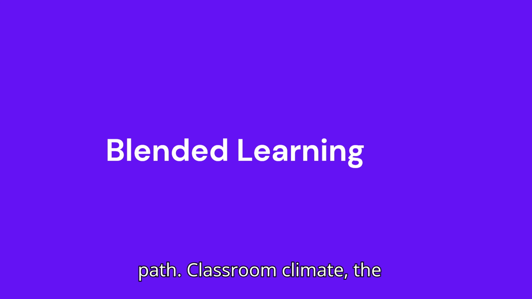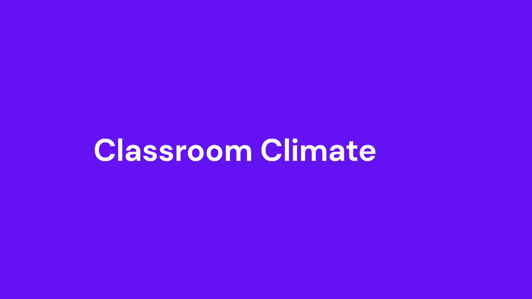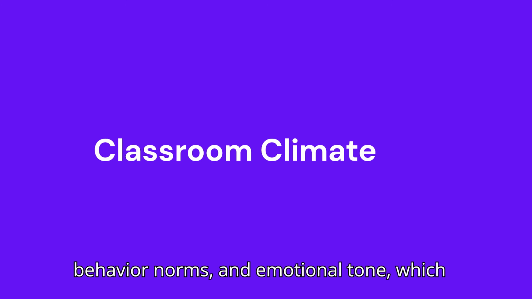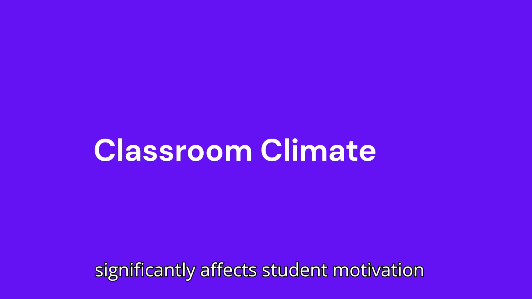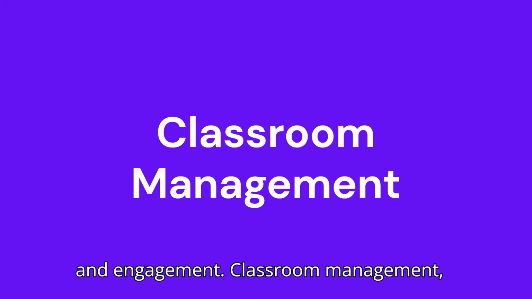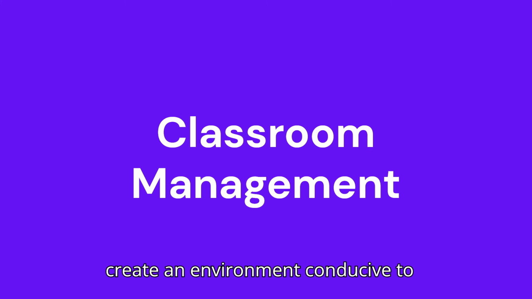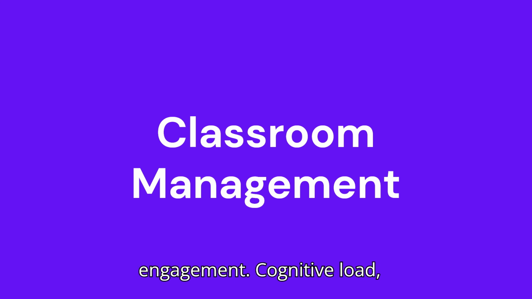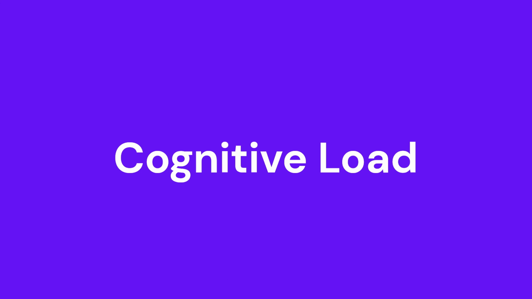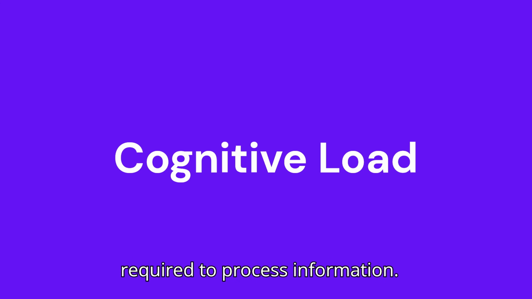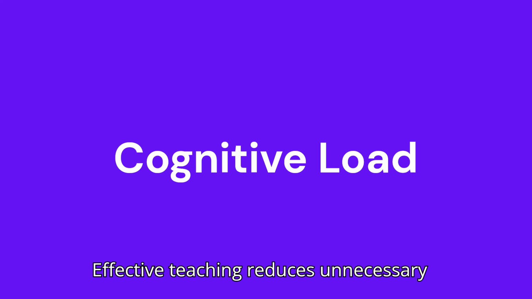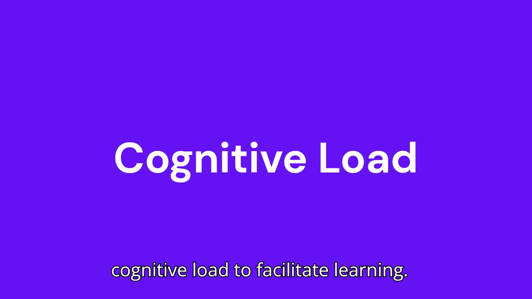Classroom climate. The overall atmosphere of the classroom, shaped by teacher-student relationships, behavior norms, and emotional tone, which significantly affects student motivation and engagement. Classroom management. A set of practices used by teachers to create an environment conducive to learning, including discipline strategies, routines, and student engagement. Cognitive load. Refers to the amount of mental effort required to process information. Effective teaching reduces unnecessary cognitive load to facilitate learning.